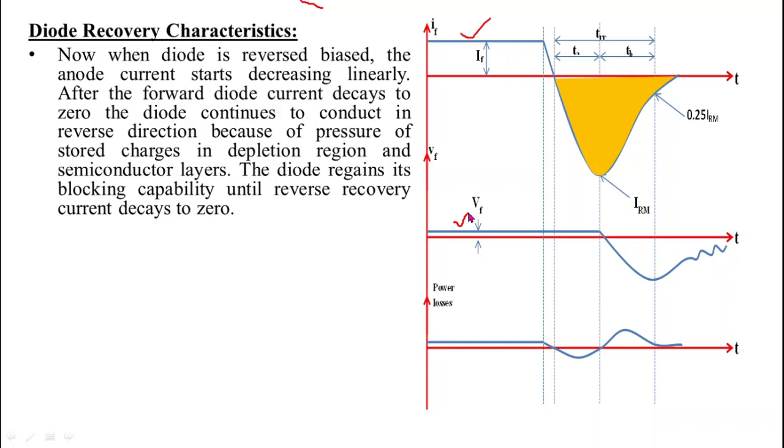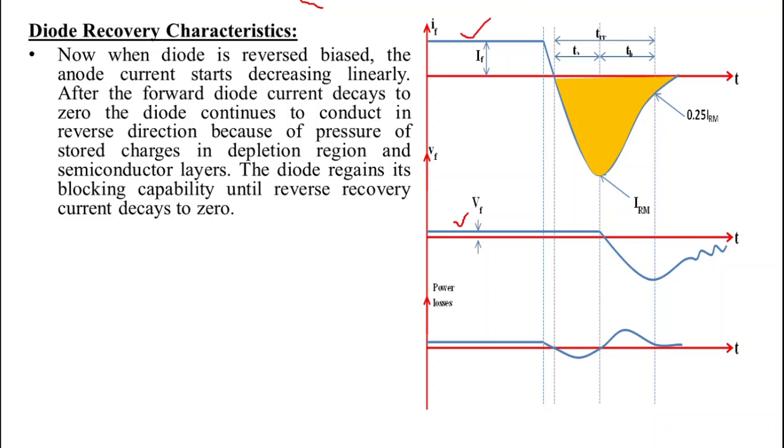Now when the diode is reverse biased, that is at this point, the anode current starts decreasing linearly. After forward anode current decays to 0, the diode continues to conduct in reverse direction. This is because of the presence of stored charges in depletion region and semiconductor layer. Now to regain the blocking capability, the reverse current must be 0. Or we can say that at this point when this reverse current is 0, the diode regains its blocking capability.